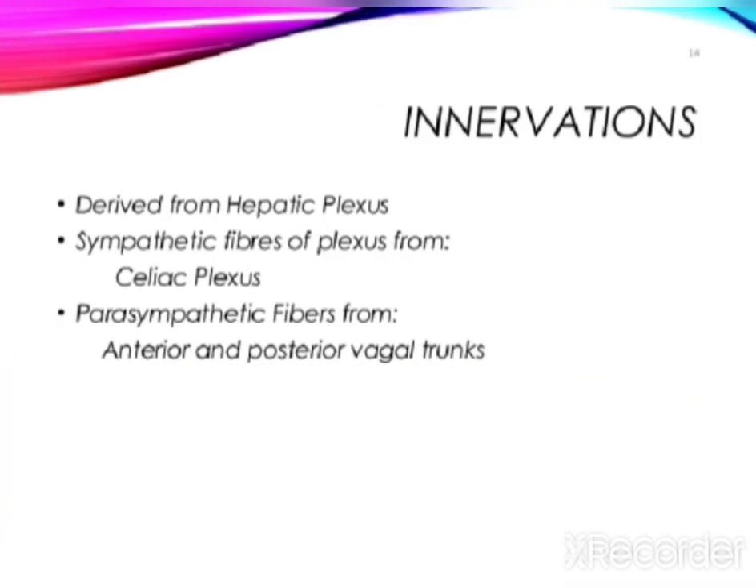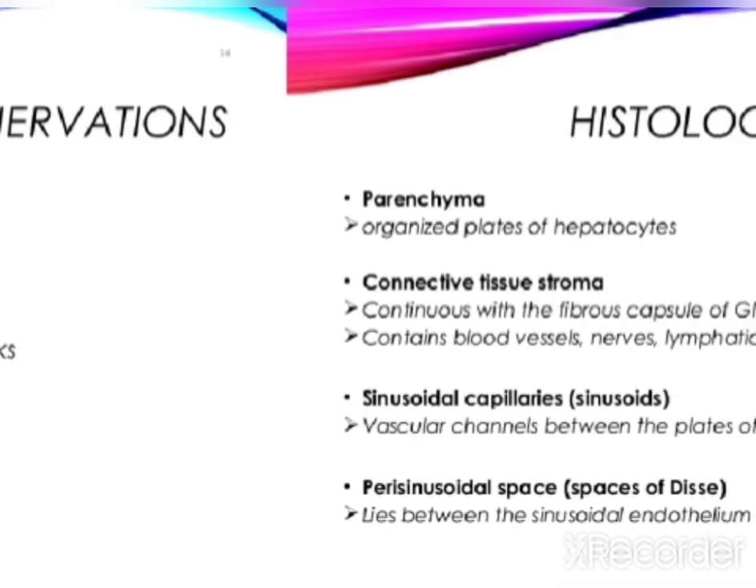Now the nerve supply or innervation is derived from the hepatic plexus. The liver receives its nerve supply from the hepatic plexuses, which contain both sympathetic and parasympathetic or vagal fibers. The sympathetic fibers come from the celiac plexuses, and the parasympathetic fibers from the anterior and posterior vagal trunks. Nerves also reach the liver through its various peritoneal ligaments. So these are the innervations of the liver.